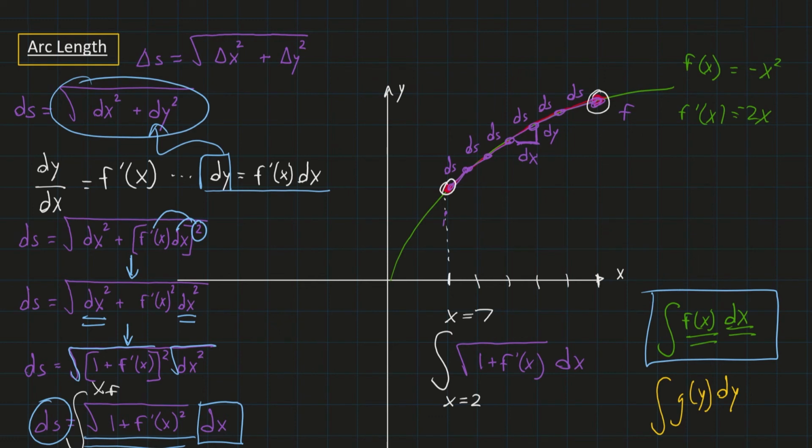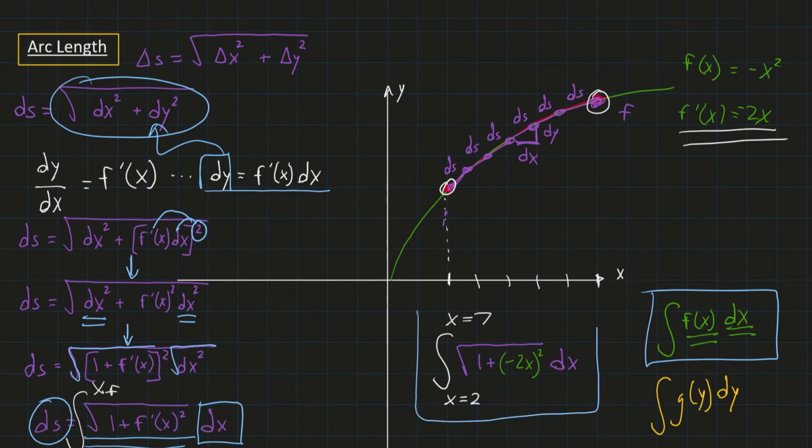Alright, got my bounds. Now for this, all this is the derivative of this equation with respect to x. It's simply going to be negative 2x. So I would just write negative 2x, all of it squared. And that would be my setup for calculating the length of this curve from here to here.